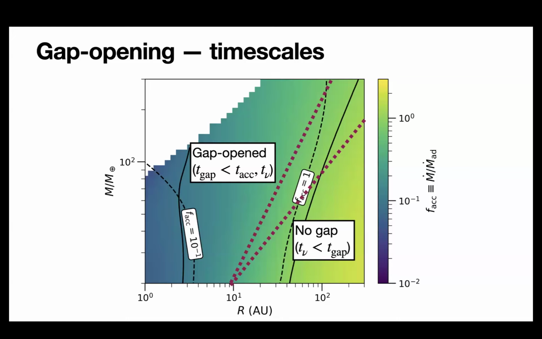But in the outer disk, it doesn't really matter what you choose about the radiation, because in both cases, it's about 1. So that's our fundamental result: in the outer disk, adiabatic Bondi accretion rates are fine, but in the inner disk, the accretion can be suppressed by 1 to 2 orders of magnitude, specifically 1 order of magnitude if those planets open gaps.